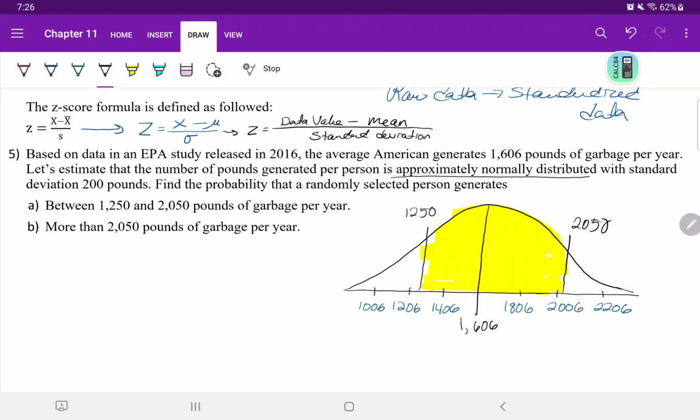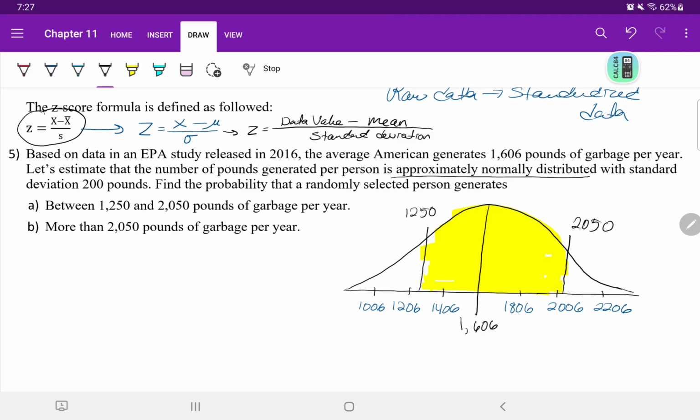Now, we need to find the probability of this area. However, if you notice, these are in z-scores. This is raw data, actual data values. Therefore, we have to convert each of these values into z-scores. How do we do that? Well, we're going to use the z-score formula.